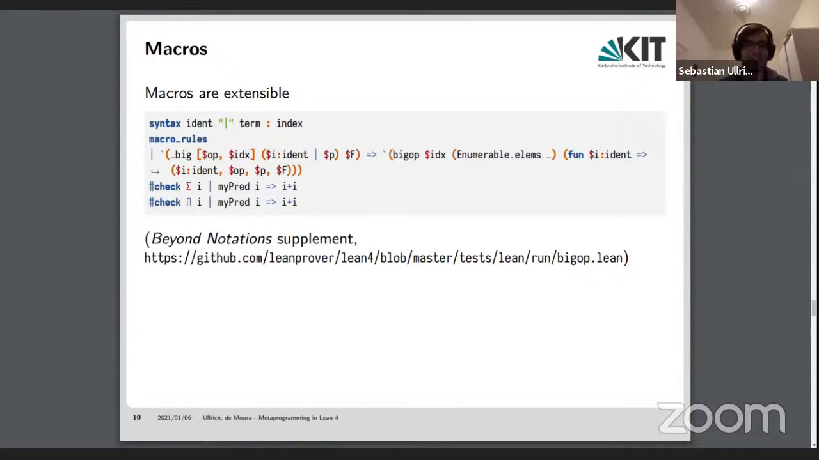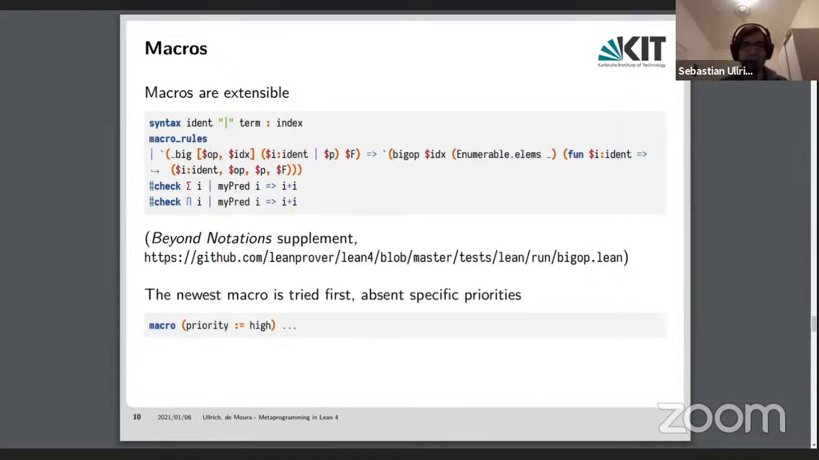All right. And the basic semantics of that is just like elsewhere in Lean with instances and so on. We always try the newest macro first, so basically the bottommost, except if you give it a specific priority.